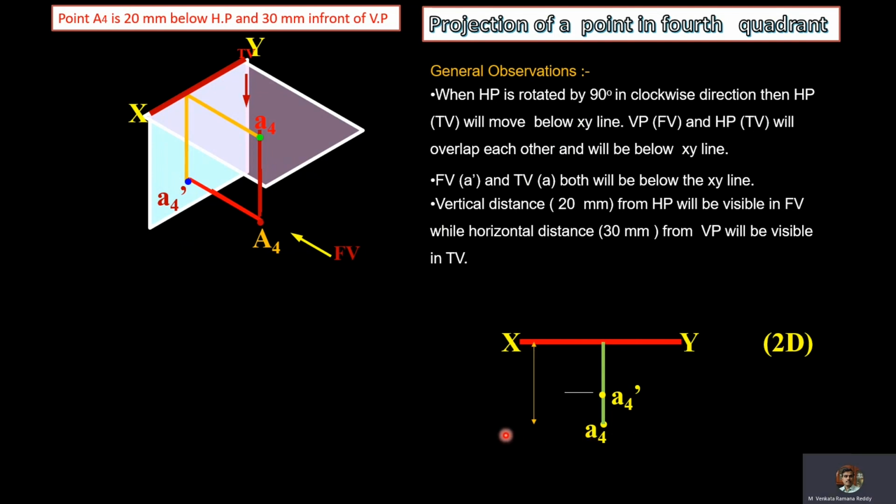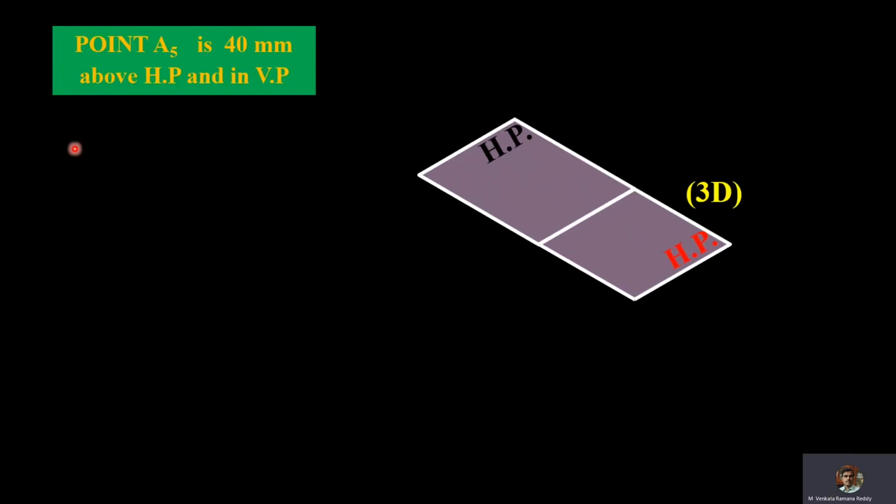Now we'll move towards another case. Point A5 is 40 mm above HP and in the VP. This is the vertical plane and this is the horizontal plane. The point is above HP and on VP.